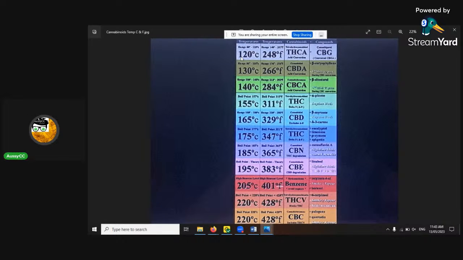So I'm just reading the chart. At 120 Celsius, the THCA drops its acid molecule and goes into its reactive THC compound. Same with CBDA, that happens at 130, and CBC is 140. So these are the temperatures on the first chart, Fahrenheit is in the second one, and the different cannabinoids in the third one, and the compounds and different things that are inside of those.